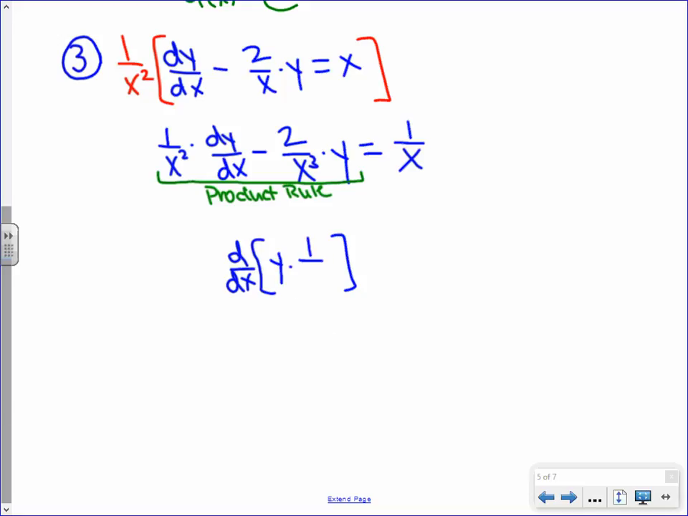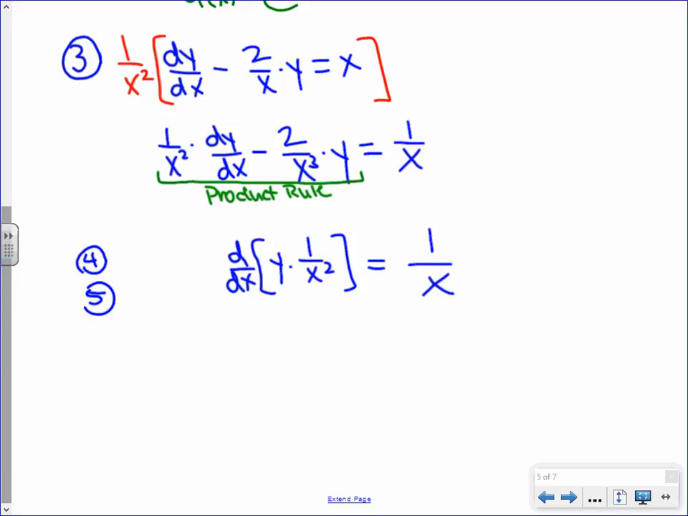What is happening to the 1 over x squared? If we look from here to here, if we took the derivative of y times 1 over x squared, we would use the product rule and we would get this. Check yourself. Write what you think the product rule is, and then see if it actually matches what's in the above step. Now, what do we get to do?